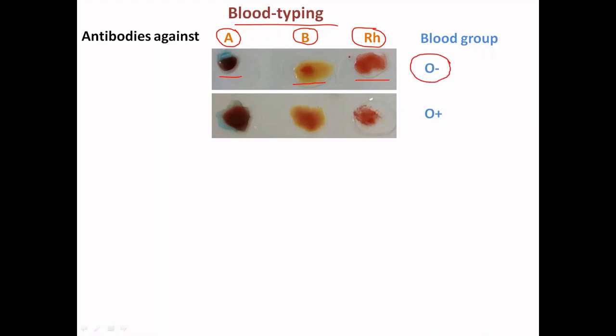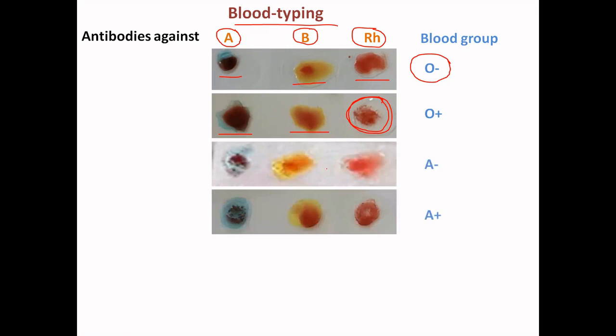In another individual, we can see no clumping in A and B, and we can see the clumping or agglutination only in the Rh, meaning in the sample containing blood and the anti-Rh antisera. So this person is O positive. Coming to the third individual, we can see that antiserum A is showing the agglutination reaction, whereas antiserum B and the Rh antiserum are not showing any agglutination reaction. So this individual is A negative.